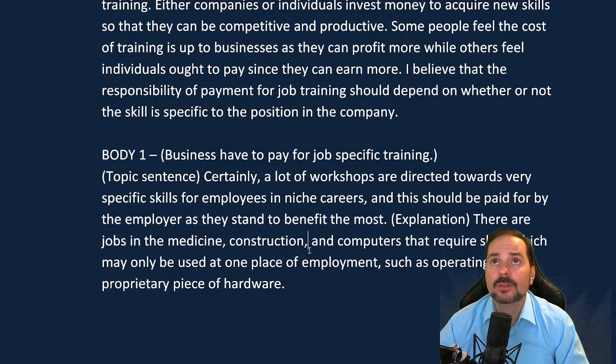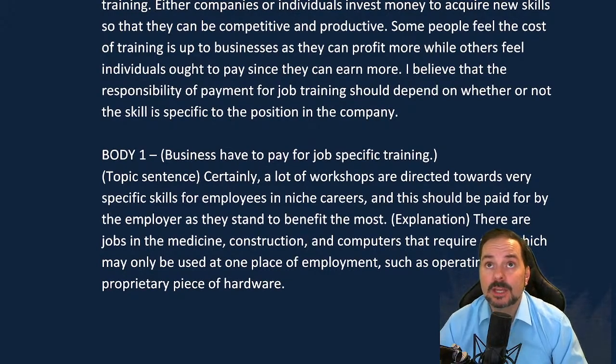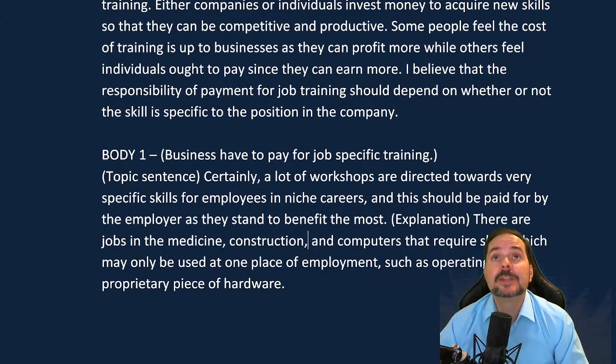All right, meanwhile, the topic sentence by June: a number of vocational trainings are designed for specific occupations, and their fees ought to be covered by companies since they are the primary beneficiaries. That is a beautiful topic sentence, June. That would be considered a Band 9.